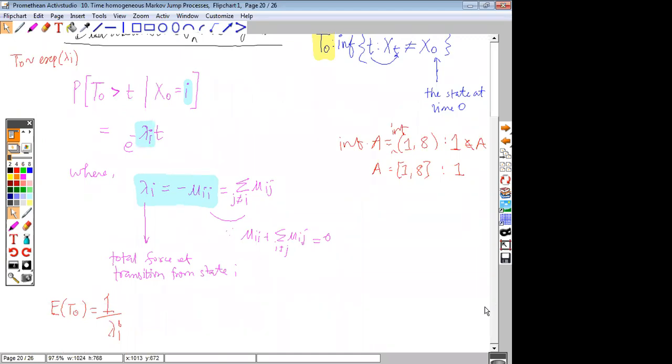And then we came to the conclusion that lambda i is the total force of transition out of state i. When I write "from state i", it could mean that it goes from i and again lands in i, so it should just be "out of state i". When I say out of state i, it means that I cannot return back to i, and that is what lambda i is. So the expected time that you might wait in a particular state is 1 upon the total force of transition out of that state, represented by i over here.